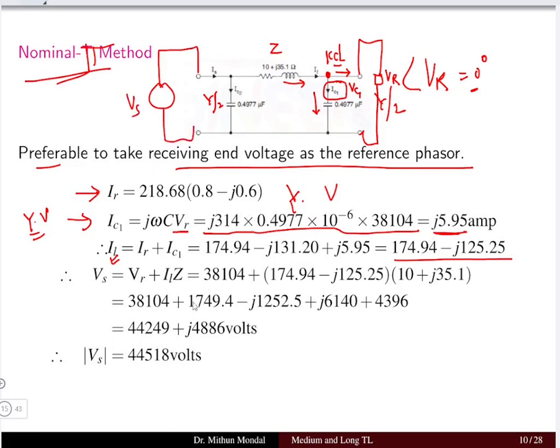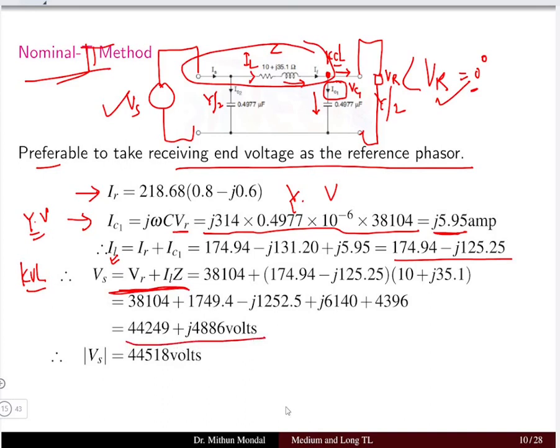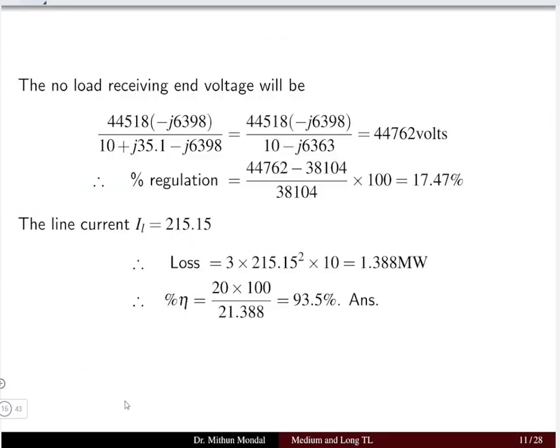Now we can apply the KVL in the entire loop, that is Vs is equal to Vr plus the net drop in this part of the line, because we have already determined the current which is flowing here. So we can apply the KVL to determine the total voltage at the sending end. After that, we can determine the magnitude of the sending end voltage. Once we have the sending end voltage, we can apply the voltage division rule to get the voltage at the receiving end at the no load condition.